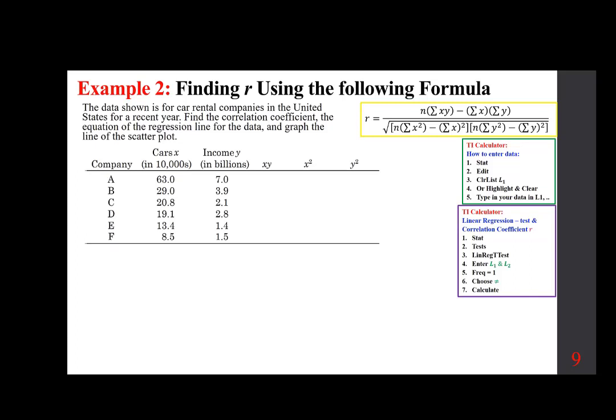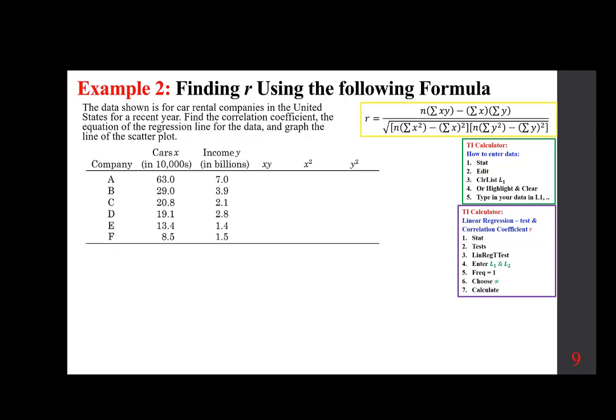The data shown is for car rental companies in the United States for a recent year. Find the correlation coefficient, the equation of the regression line, and graph the scatter plot. Again, it can be done by technology. For practice, we're going to do it by hand because it's a small data set.